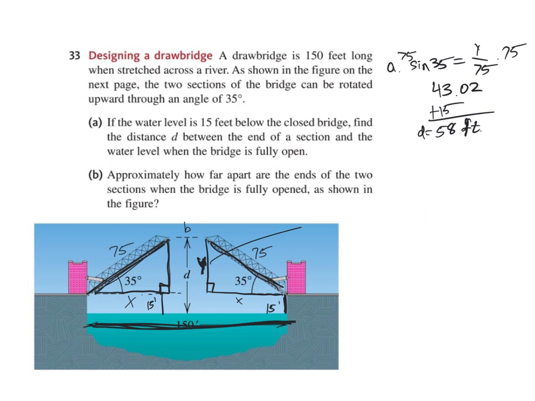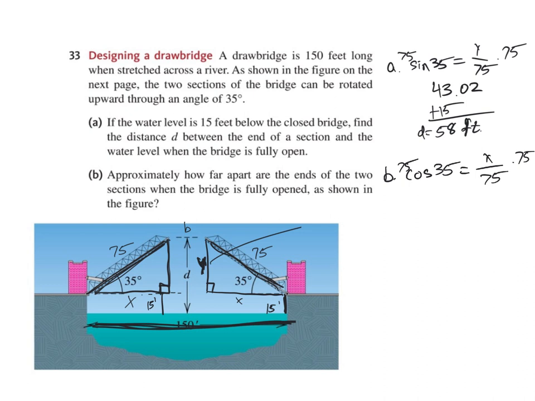All right, now in order to get part B, which is B here, we take 150 and we subtract both these X's, and that'll give us that little distance there. So we've got to find X. Let's not use what we found for Y, just in case we made a mistake. Let's just use this corner, the adjacent leg, and the hypotenuse. So that's cosine. So part B: the cosine of 35 degrees is equal to the adjacent leg over the hypotenuse. So again, multiply by 75, and that'll tell us what X is.